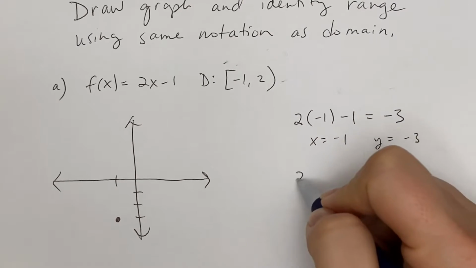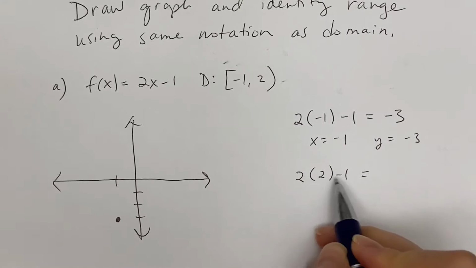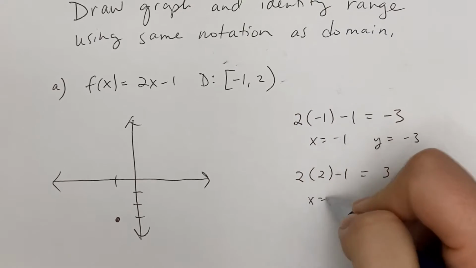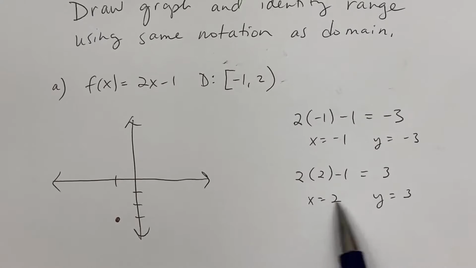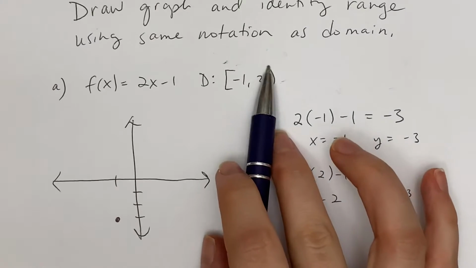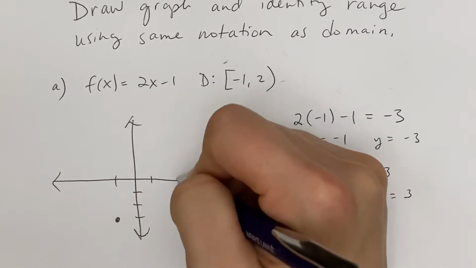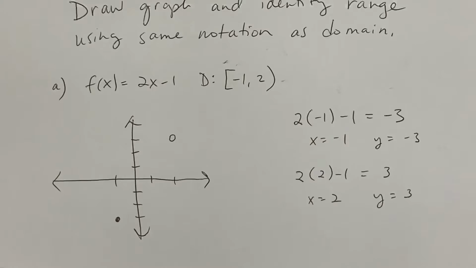So let me substitute 2 into the function. So that gives me 4 minus 1, which is +3. So when my x value is 2, my y value is 3. Now for this point at 2, 3, it has to be an open circle because of the parenthesis here. So at 2, 3, I'm going to put an open circle.